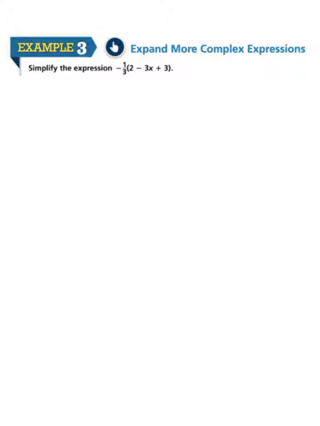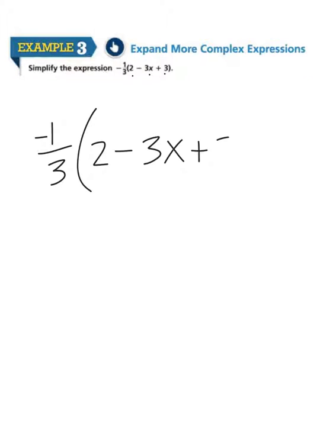Last example is expanding more complex expressions. So this is similar to one of the distributive properties that we looked at before, where you'll notice we have 3 different terms. So I'm going to go ahead and expand this out or rewrite it. So I have 2 minus 3x plus 3. Again, I'm going to go through and change any of my subtraction to addition, and then change the sign of the next term.